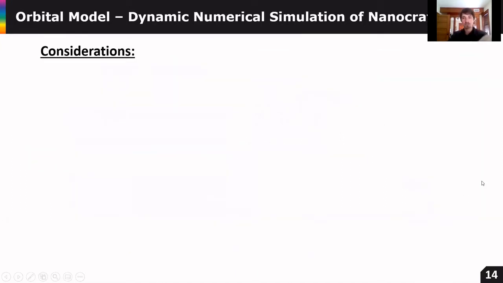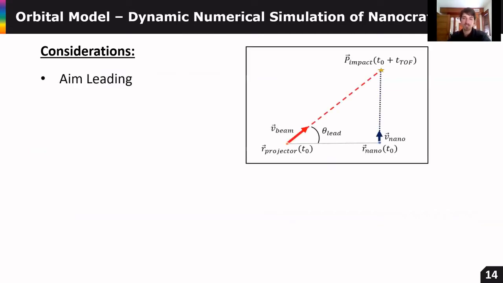So this model, which tracks and calculates the trajectory of the nanocraft, considers a couple things. The first thing is the time of flight of light. Light has a finite travel time. So if the nanocraft is at one point and the projector is at one point, the projector's aim has to lead the nanocraft in order for that pulse of light to impact the nanocraft one time of flight later.